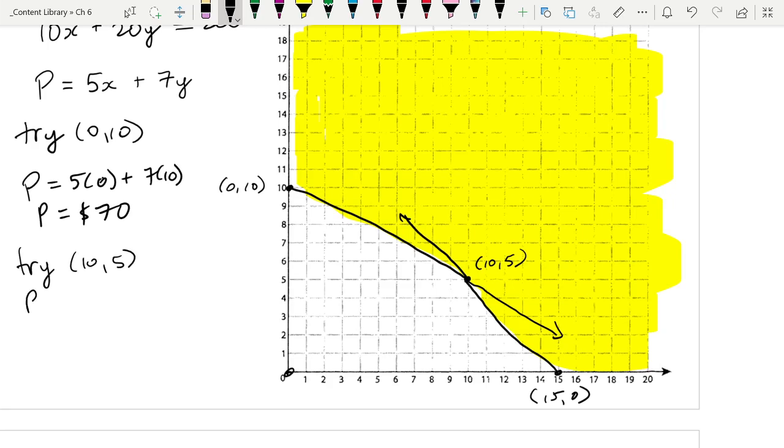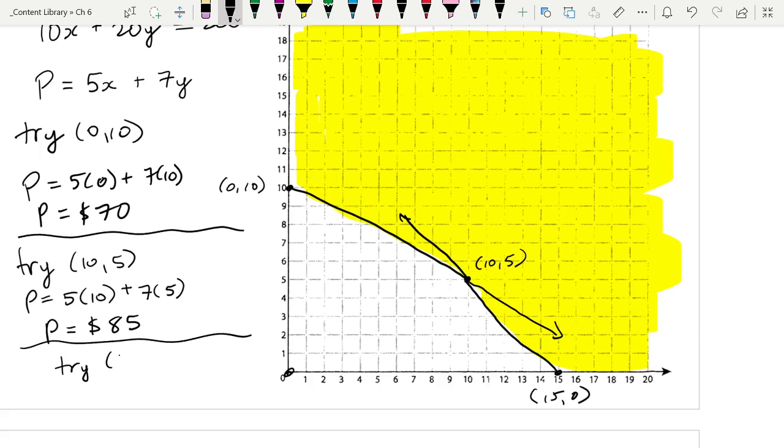If I try (10, 5), X is 10, Y is 5: 50 plus 35 is $85. So already that's a winner. And then there is one more point. We'll try it just to be complete here. (15, 0). If I put (15, 0) through here, I get 15 times 5, which is 75, plus 0 times 7. And that's 75. So my winner, clearly, is that one.